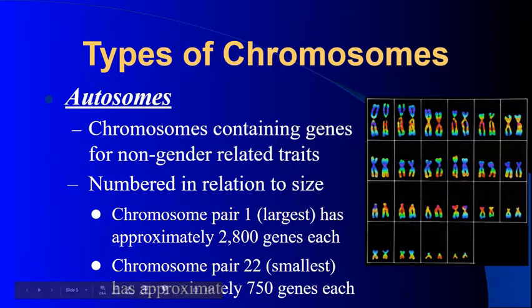Of those 46 chromosomes, some are considered to be autosomes. Autosomes are chromosomes containing genes for non-gender related traits, and they're numbered in relation to size. Chromosome 1 is the largest, and that has approximately 2,800 genes on each chromosome 1. Chromosome pair 22 is the smallest, and each of those chromosomes has approximately 750 genes.